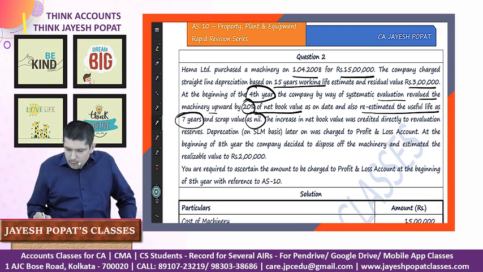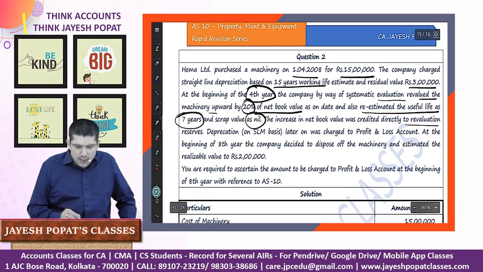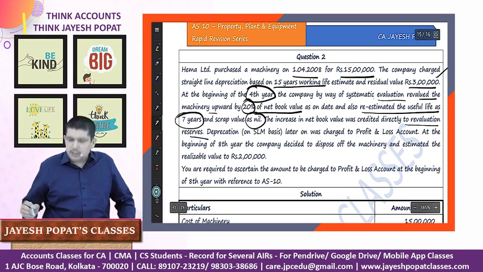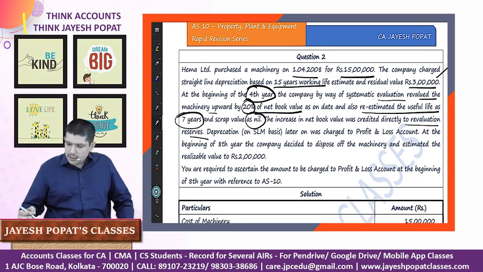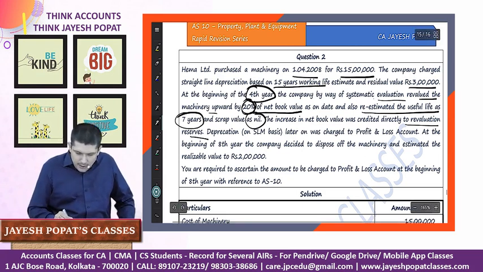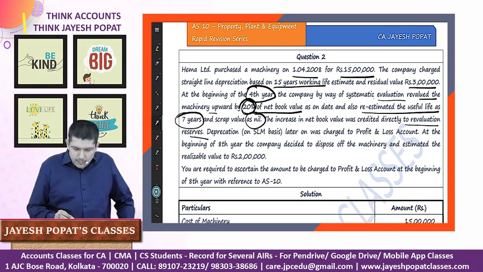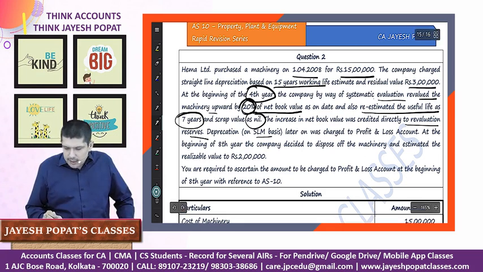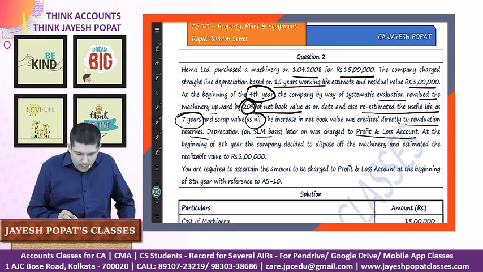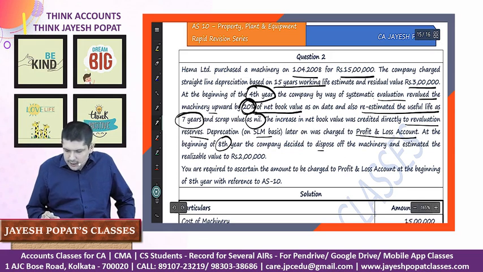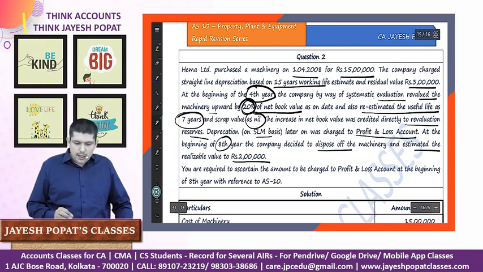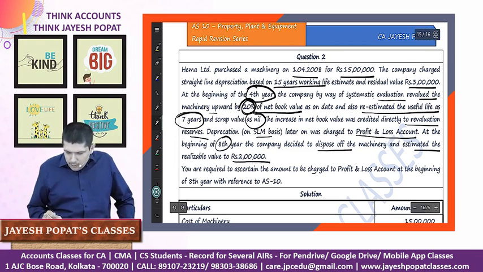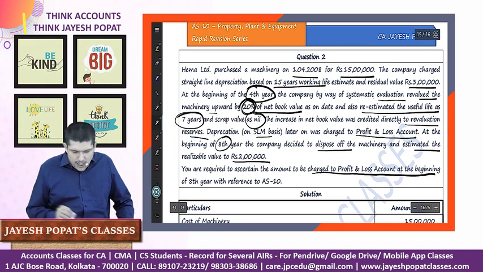Earlier we considered that 3 lakh, now the scrap value is nil. The increase in net book value was credited directly to the revaluation reserve, obviously because this 20% increase revaluation will go to the revaluation reserve. Depreciation on straight line basis later on was charged to statement of profit and loss. At the beginning of the 8th year, the company decided to dispose of the machinery and estimated the realizable value to be 2 lakh. You are required to ascertain the amount to be charged to profit and loss account at the beginning of the 8th year with reference to AS 10.